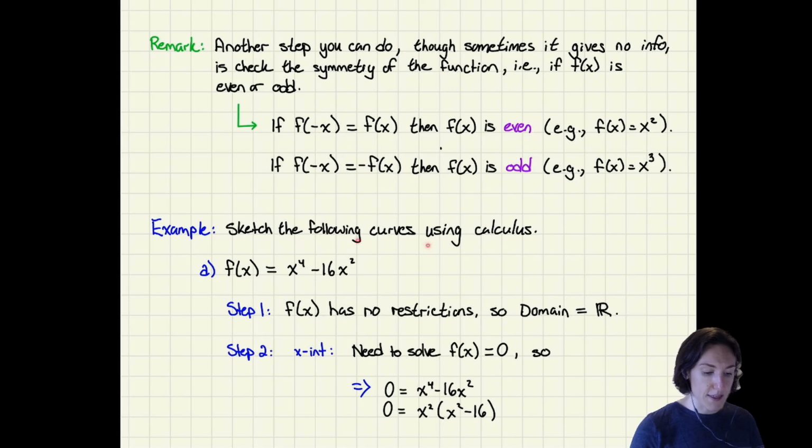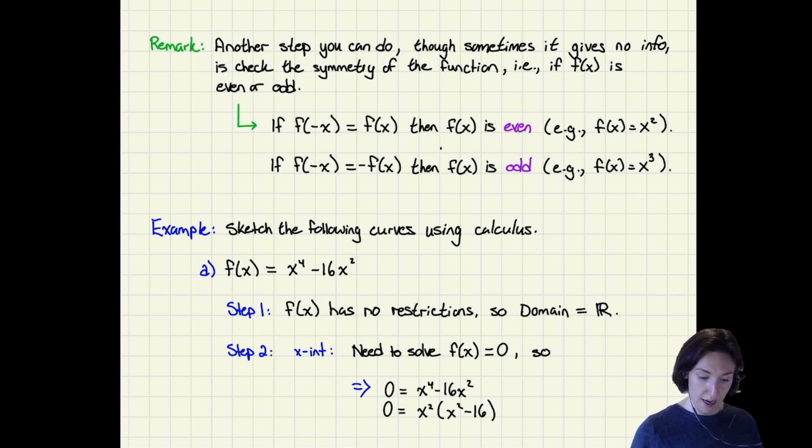And so then I gave you this example. So it's sketch the following curves using calculus. This is the curve that I've already posted online. So it's a polynomial to the power of 4, so 4th degree, but it only has a quadratic term with it. And for our first step, our domain, there's no restrictions. We don't have roots, we don't have denominators, we're good. So the domain is all of R.